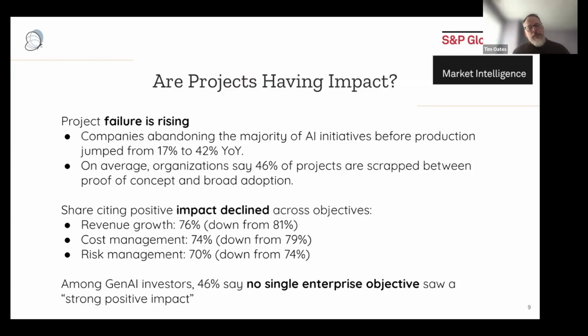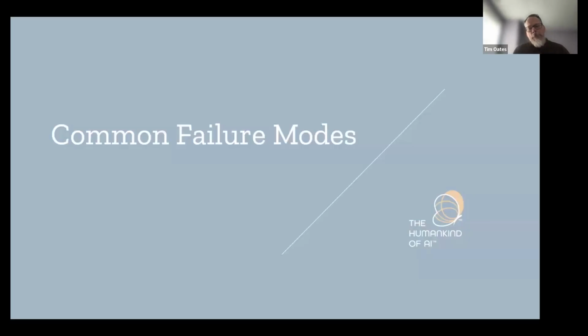That's declining year over year in terms of looking at revenue growth, cost management, or risk management. So, despite all the promise of AI, there are lots of companies that are getting into it and going, it didn't really go as well as we thought it would go. So, against that backdrop, I want to talk about some common failure modes.